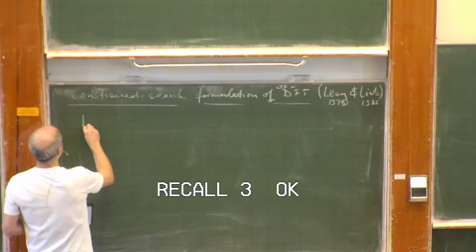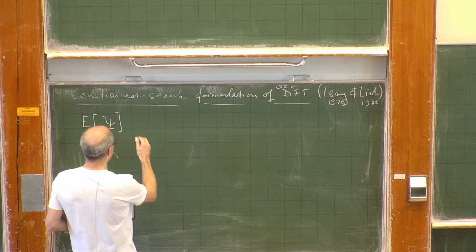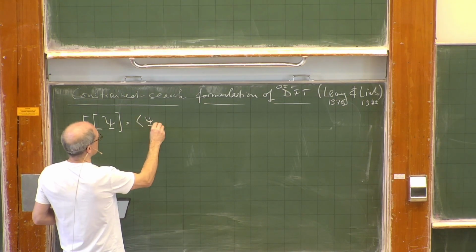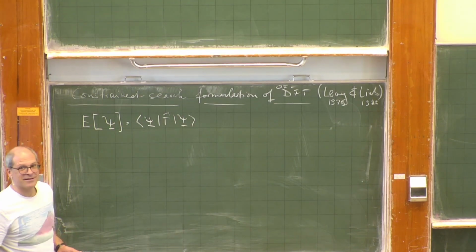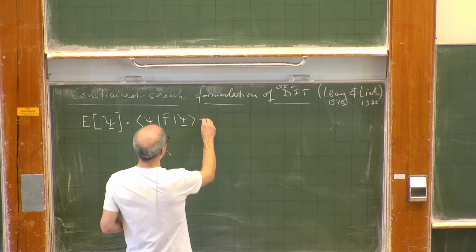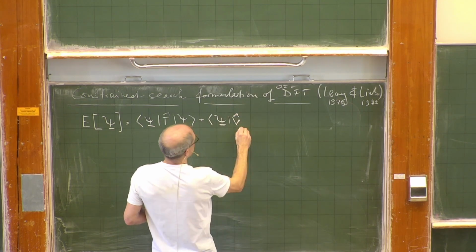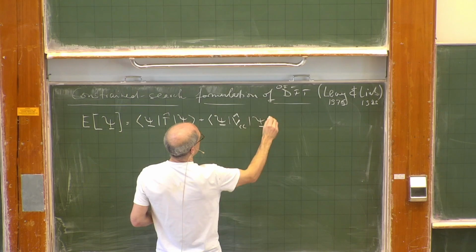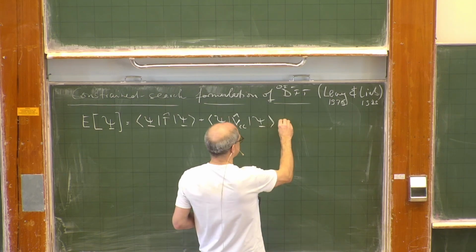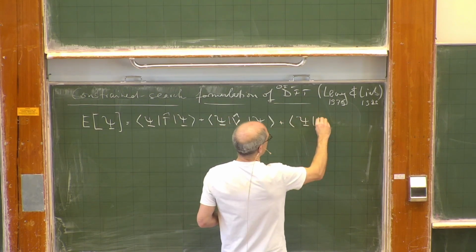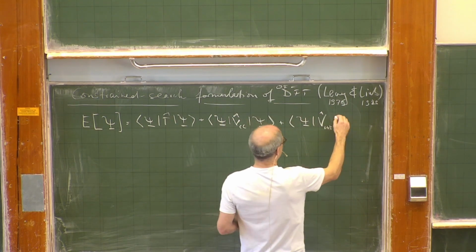So the energy associated with some wave function we can write as some kinetic energy contribution plus the operator describing electron-electron interaction plus the operator describing interaction with some external potential.